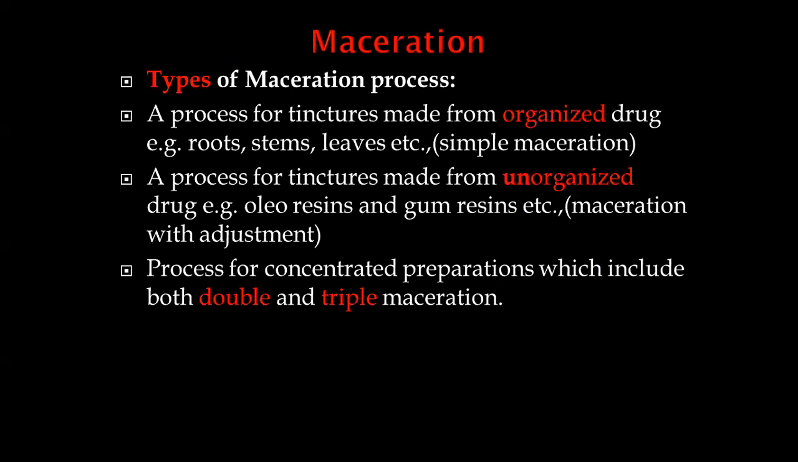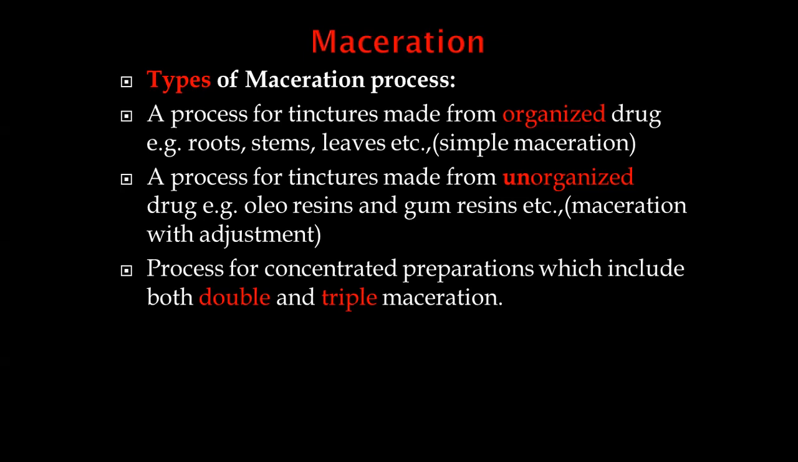What do you mean by organized drug? A well-defined cell structure, for example roots, stems, and leaves. These are all organized drugs, and they can be prepared by a simple maceration process. The second type is a process for tincture made from unorganized drug, where we don't have a well-defined cell structure, like resins and gums. Here the final adjustment of volume has to be done, so the unorganized drug process is called the maceration process with adjustment.